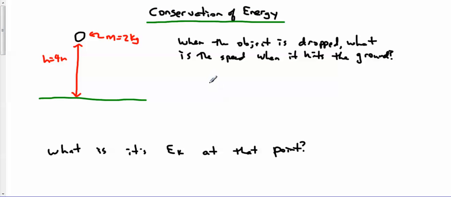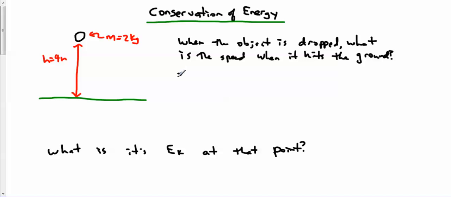All right, let's talk about conservation of energy. I've got an object here, a rock or something. It's got a mass of 2 kilograms. It's 4 meters off the ground. And I ask here, when the object is dropped, how fast is it going just before it hits the ground?